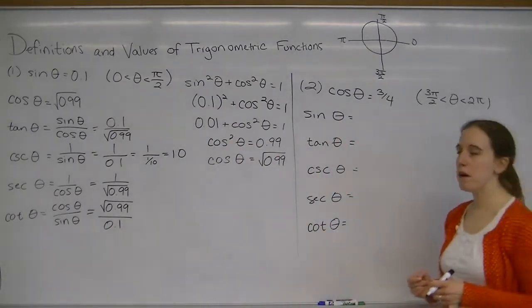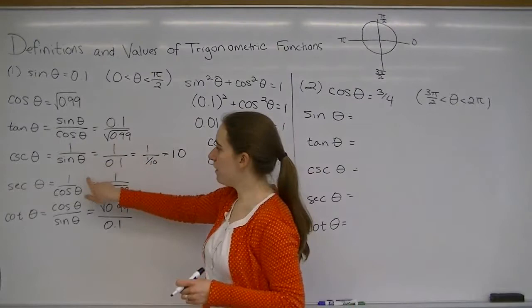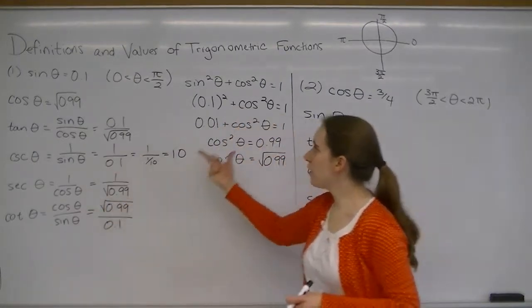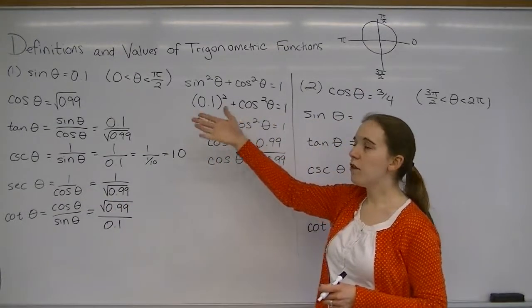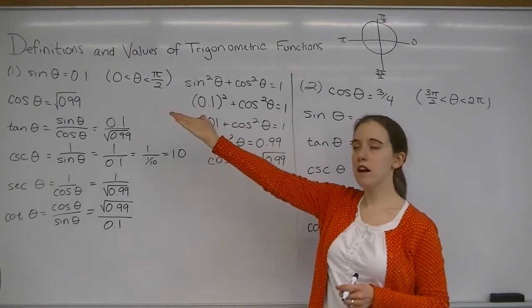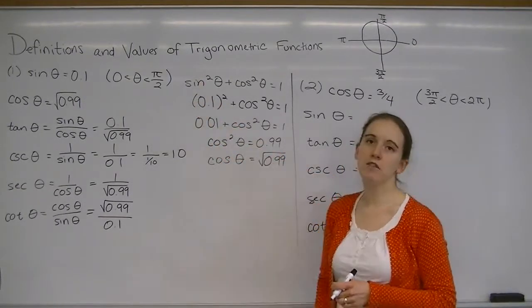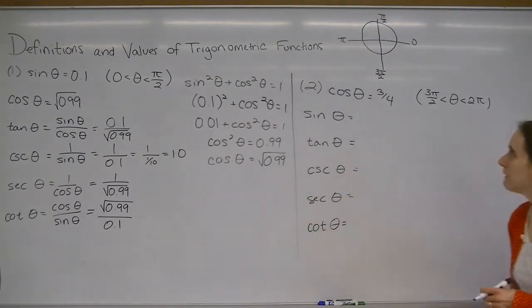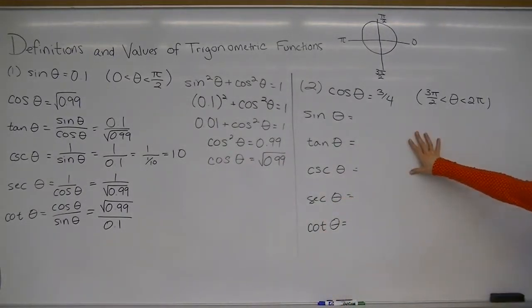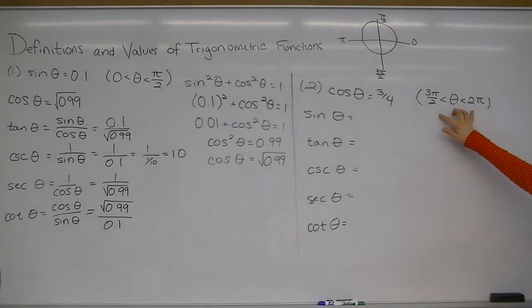So notice that by knowing these definitions and this one identity, I was able to take one trig identity. Once I knew my location in the circle, I was able to find the rest. So now let's work on this example. Notice I've switched up where we are.